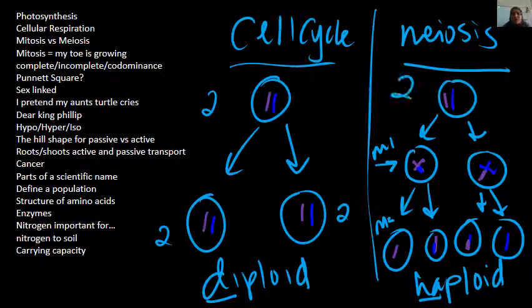So if here my original number was 2, here I will half that number. They will only have 1 chromosome in each. So all of the kids' cells only have 1. Sorry, I say kids, but I actually mean sperm or egg. Alrighty, so that was mitosis and meiosis.